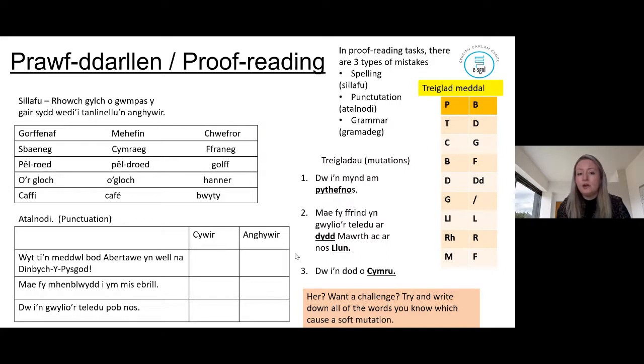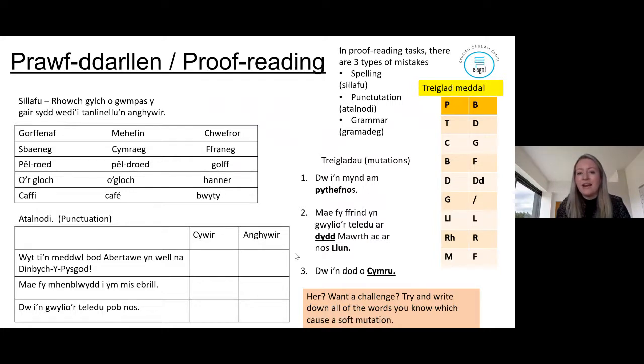Da iawn, ardderchog. So, some of you may have realised the incorrect word, spelling of the word there is gorffennaf. Gorffennaf is July, spelt double F in the middle, double N as well. So it's an easy way to remember it. In the middle of the word, double F, double N. Okay? Look at the second one now then.